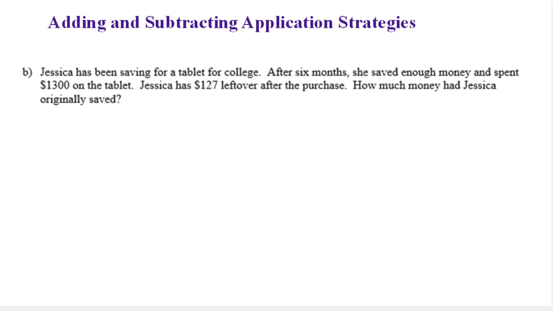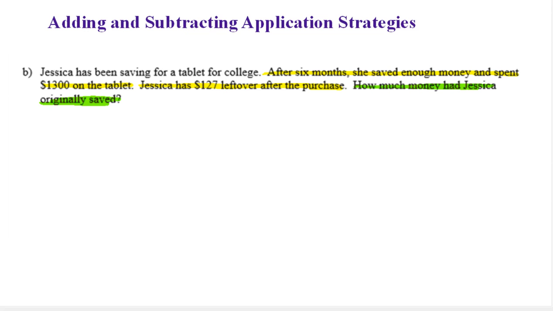Continuing with adding and subtracting application strategies, let's look at the next problem. So Jessica has been saving for a tablet for college. After 6 months, she saved enough money and spent $1,300 on the tablet. Jessica has $127 left over after the purchase. Then our question is, how much money did Jessica originally save? Okay, so this is our given information and our goal.